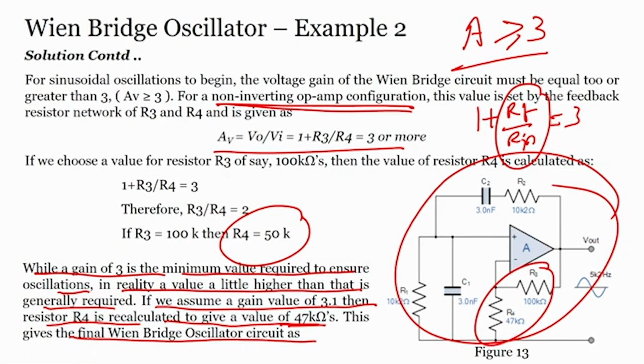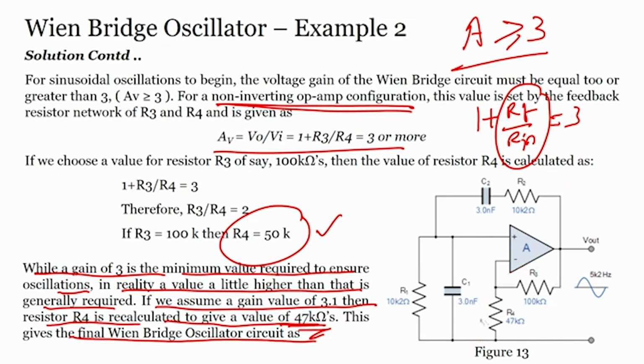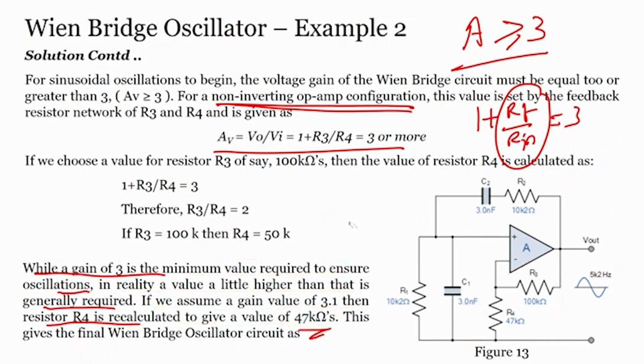To have the oscillations start, the gain, or the value of 1 plus R3 by R4, should be a little bit more than 3, about 3.1. In that case, my R4 value will be about 47 kilo ohm, and the circuit is shown here. So this is how you can solve an example for a given Wein bridge oscillator.